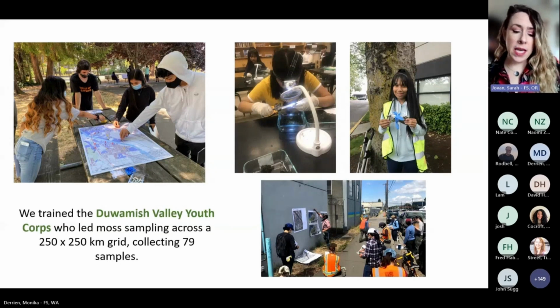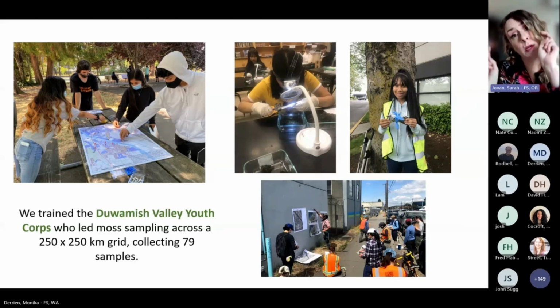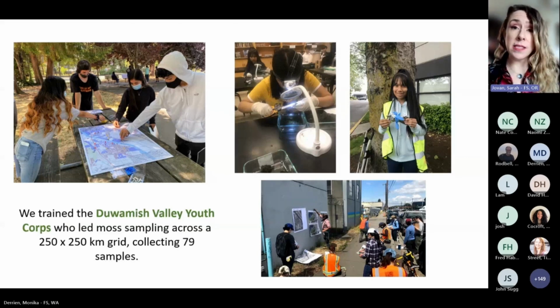But I did want to say, we built in a validation step from the beginning where we had experts collect from the same locations as some of the sites visited by youth, which was a great part of the study design because it allowed us to then show statistically that the youth collected a comparable data set. They actually did a very good job. Next slide, please.